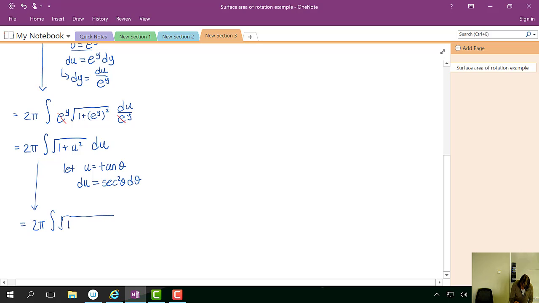So I rewrite my integral. U is equal to tangent, so tan squared of theta. And then du becomes secant squared of theta d theta.